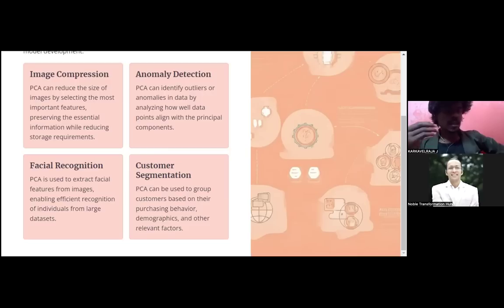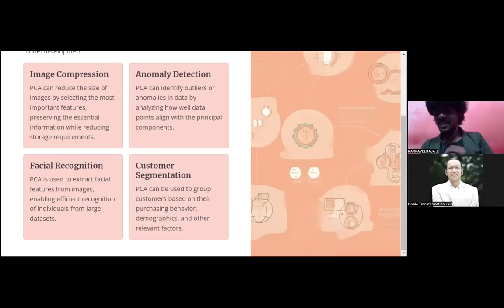Facial recognition: PCA is used to extract facial features from images, enabling effective recognition of individuals from a larger dataset. Yeah, PCA and its components, guys. I'm saying it is like magic. If I give my face to PCA, it learns some facial features from my face.